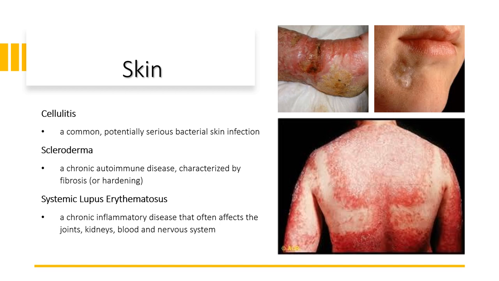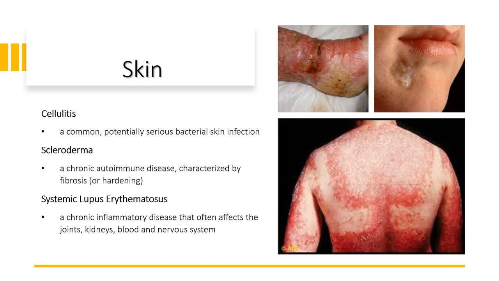Scleroderma is a chronic autoimmune disease characterized by fibrosis or hardening of different parts of the body. It can start off with things like Raynaud's disease, which is where the tips of the fingers go either red, white or blue and are very cold and very painful. It can also mean that the skin on the fingers becomes very hard and different parts of the body start hardening. People have difficulty swallowing.